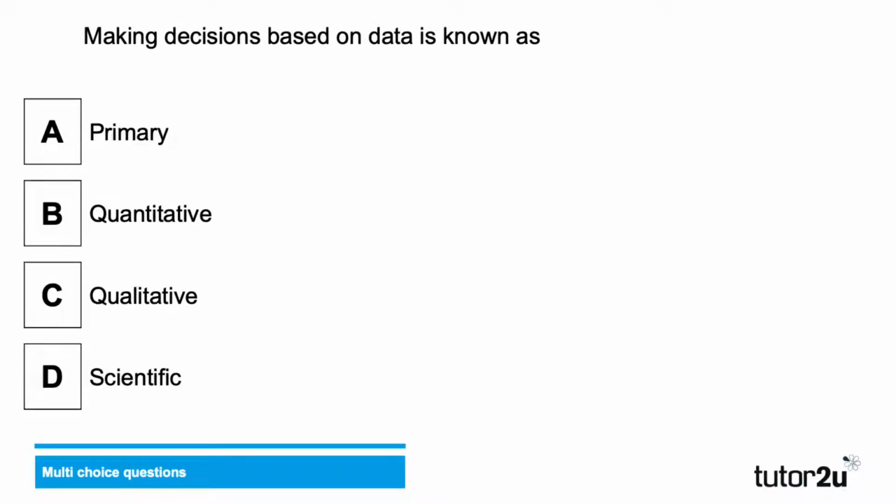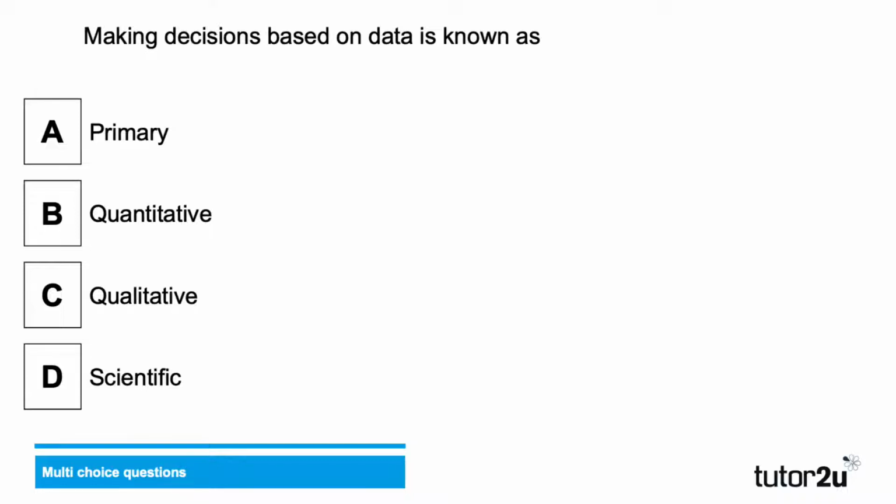Thank you, Graham. Good afternoon, everyone. So the first multiple choice question is on the screen there for you. Making decisions based on data is known as A, primary, B, quantitative, C, qualitative, or D, scientific. Decisions based on data, A, B, C, or D. Answers in the chat window, please.